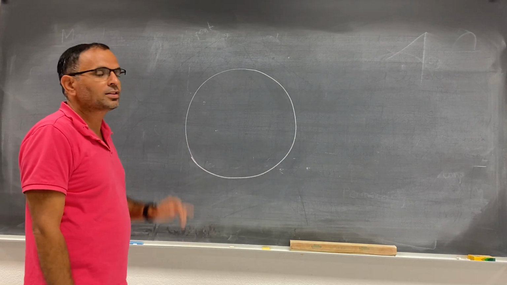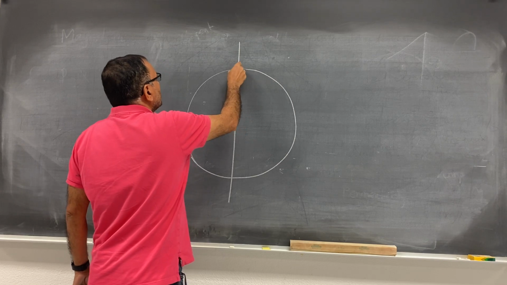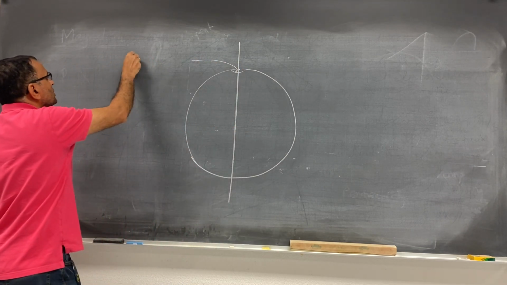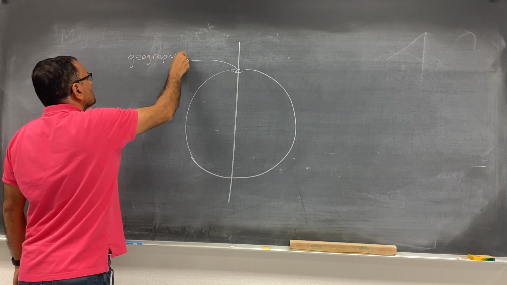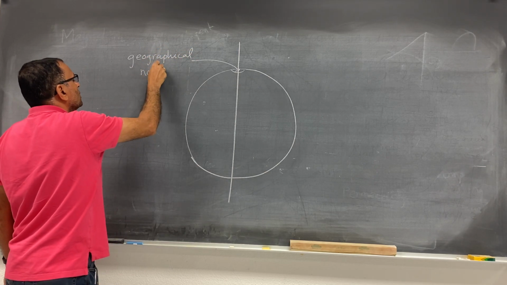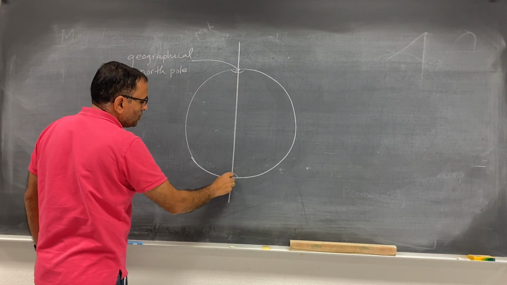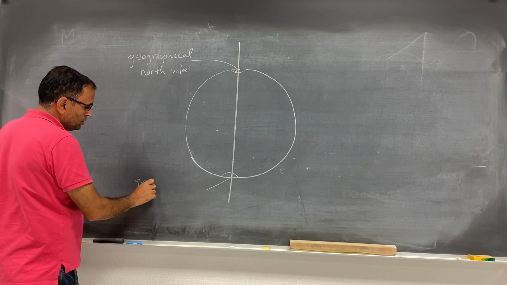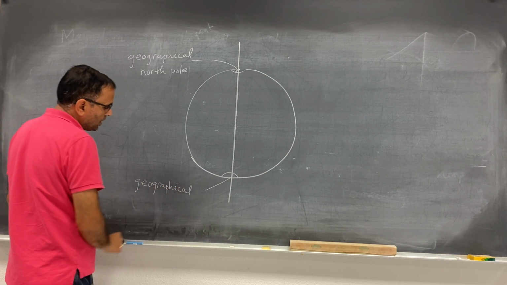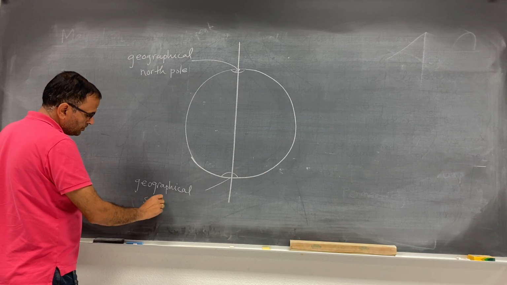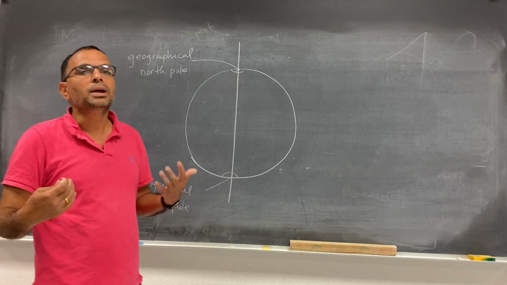Consider this is Earth, and if you draw the axis, this right here is your geographical north pole, and right here you have the geographical south pole, and there is an Earth magnetic field.